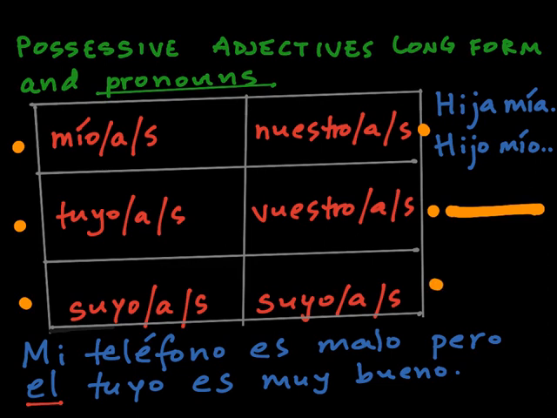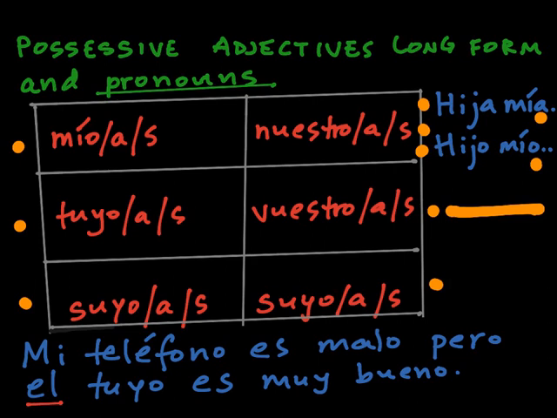So the word order will be different. These ones, the possessive adjectives long form, will be following the nouns instead of preceding them. So, for example, hija mía, my daughter, or literally the daughter of mine. Hijo mío, my son. So in this case, know that mía depends on the daughter and not on the somebody whose daughter it is. Same thing for the mío.